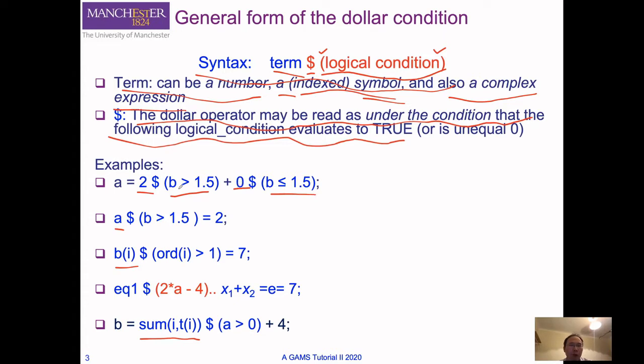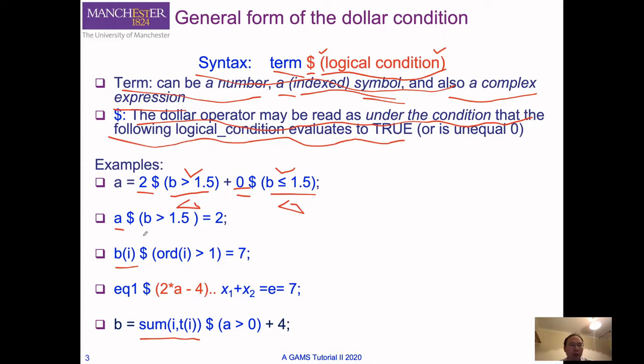This is because when b is greater than 1.5, this logical condition is true, and this logical condition is false. Then we have the term 2. So a is equal to 2. When b is less than or equal to 1.5, then this logical condition is true, and this logical condition is false. Then we have the term 0, so then a is equal to 0.